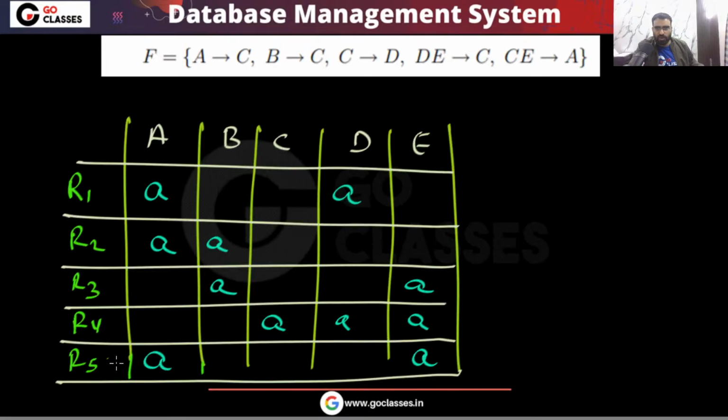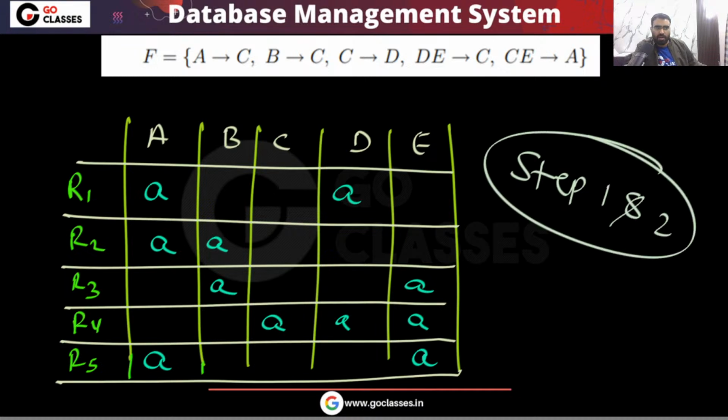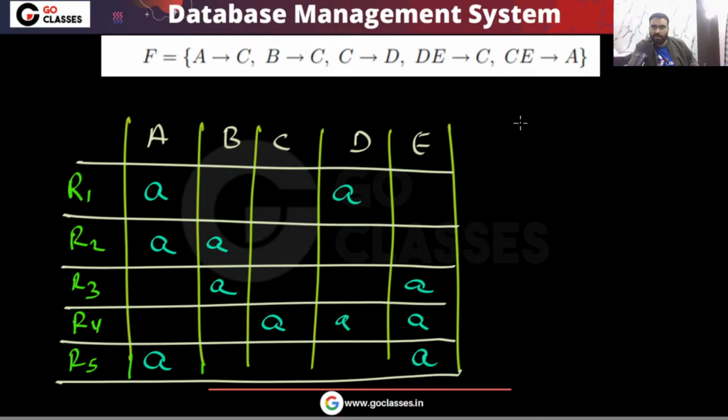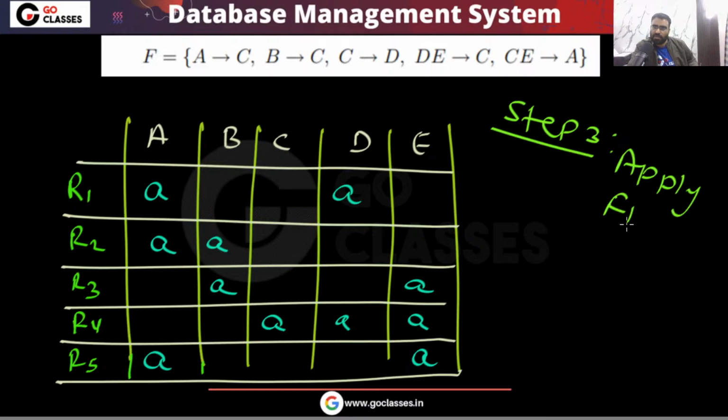Okay, now what we will do? Now we will apply the FDs, yes or no? So this is what we have done. Remember, this is the step number 1 and 2. So far, we have done the step number 1 and 2. Okay, now what we are going to do? Now we will apply the FDs, the step number 3 that you know, that apply FDs on this matrix. Okay, so let's apply the FDs now.